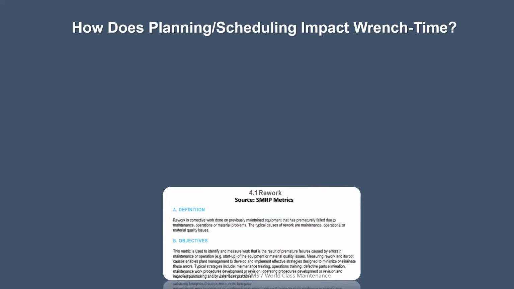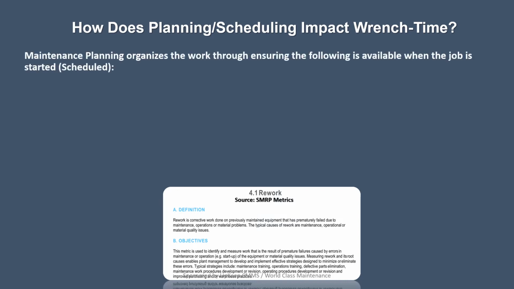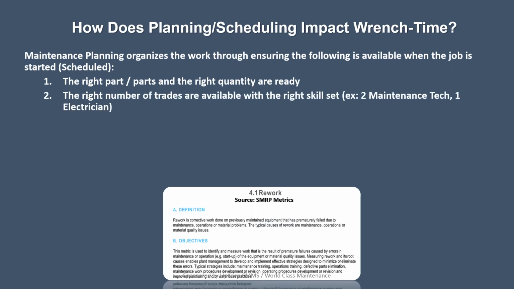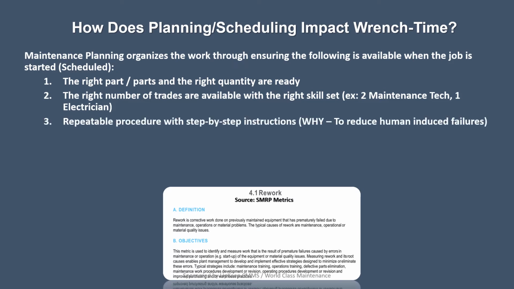So how does planning and scheduling impact wrench time? Well, first, maintenance planning organizes the work through ensuring the following is available when the job is started or scheduled. We need to have the right parts and the right quantity ready. The right number of trades available with the right skill set, for example, 2 maintenance techs and 1 electrician for the job. Repeatable procedure with step-by-step instructions.